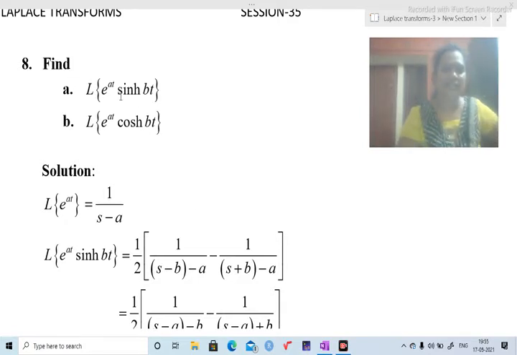Find L of e power at into sin hbt, and L of e power at into cos hbt. Let L of e power at equal to 1 by s minus a. By using the above problem, we can write L of e power at into sin hbt as 1 by 2 into 1 by s minus b minus a minus 1 by s plus b minus a.